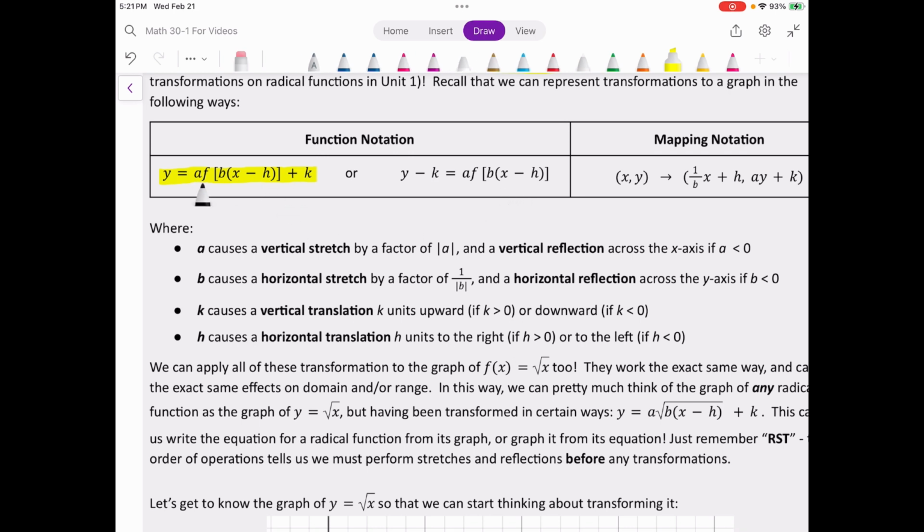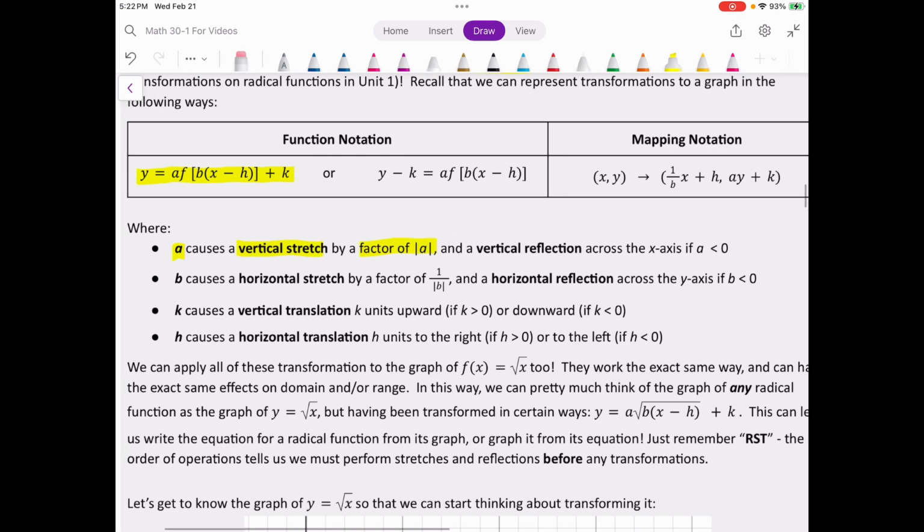Okay, but again, looking here, reminder of all the stuff going on. It's just saying if you want to transform f of x in certain ways, you could take that equation f of x and change it in the ways described here. This is just general. This is saying to transform any function f of x, you could replace x with b times x minus h, then whatever that is, multiply it by a and add k to it. Reminder that a causes a vertical stretch by a factor of absolute value a.